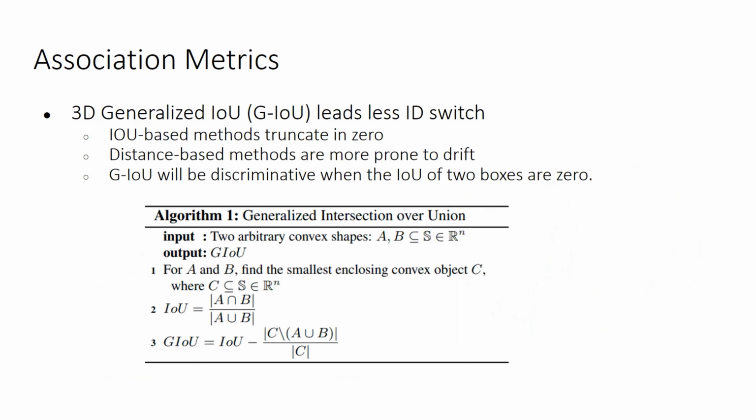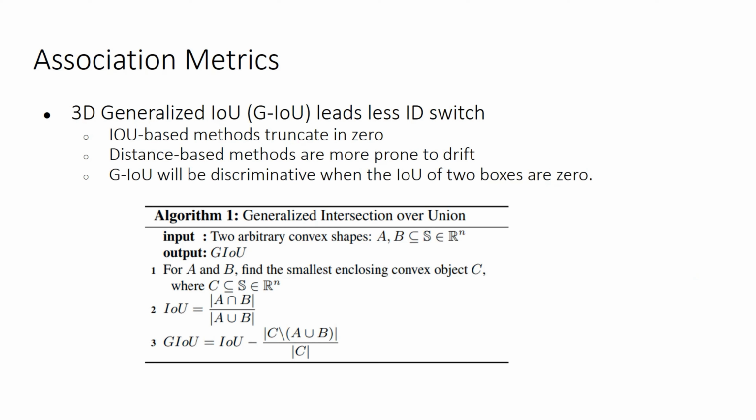And the second is on the association metric. We find that the IOU-based method truncates at zero. That means if two bounding boxes don't overlap, the traditional IOU will not be discriminative in this case. But on the contrary, if we use a distance-based method, it's very prone to drift because we cannot consider the actual overlap of two bounding boxes. So we asked whether we can have a better method.